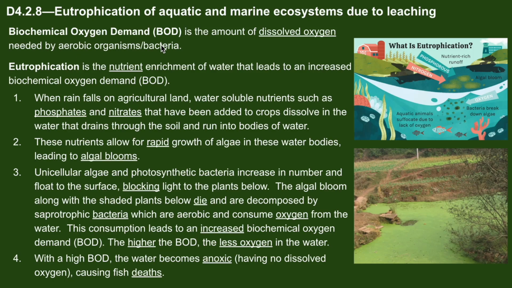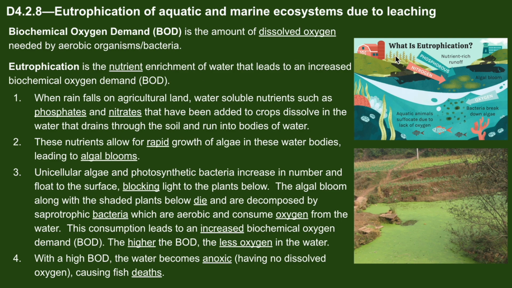So, biochemical oxygen demand is the amount of dissolved oxygen needed by aerobic organisms, or bacteria, anything that's doing respiration. Eutrophication is the nutrient enrichment of water that leads to an increased biochemical oxygen demand, or BOD.